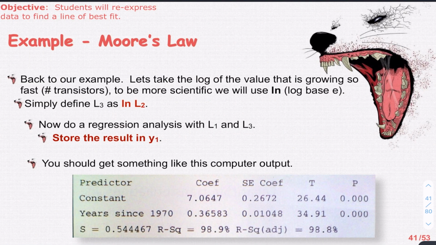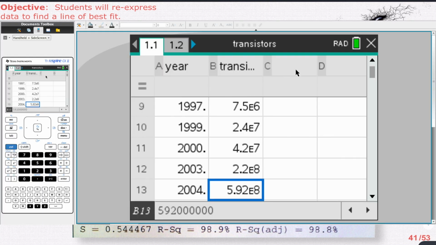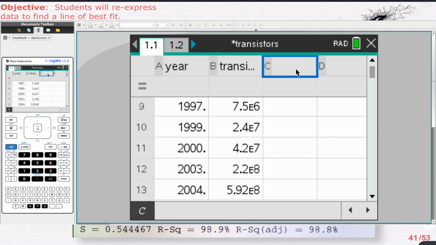Okay, back to the Moore's law problem. Let's take the log of the value that is growing so fast, so the number of transistors to be more specific, and we're going to use the ln function, so log base e, as opposed to log base 10. If I go back to my spreadsheet, I'm going to say ln trans.